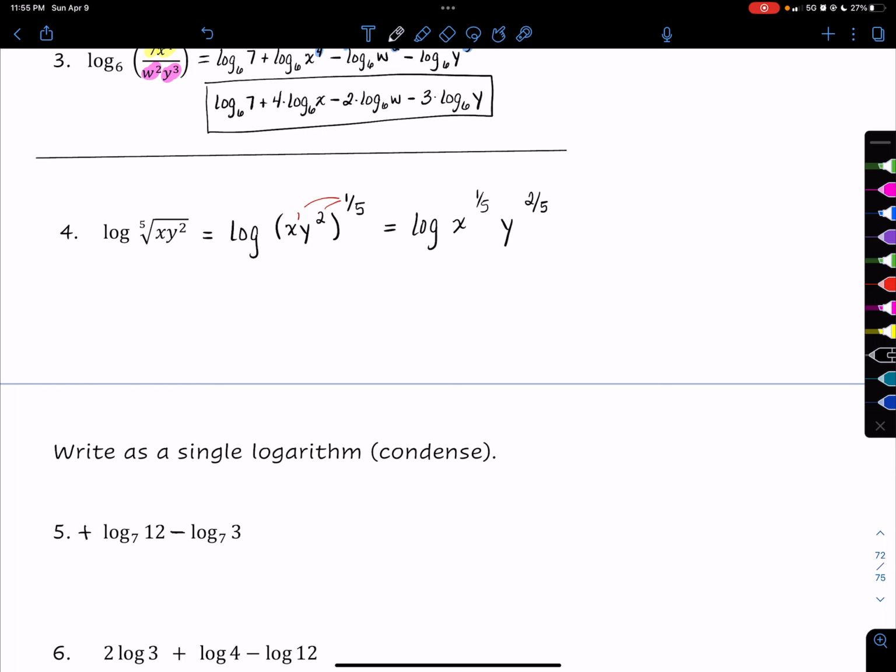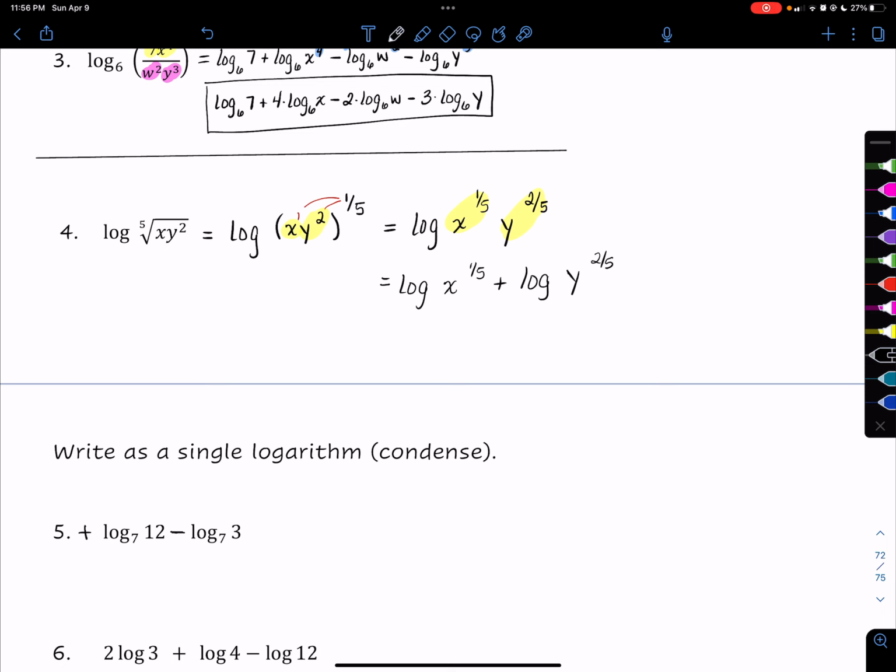Now I'm going to go ahead and write this in expanded form. So they have log base 10, and they're both being multiplied. Okay, x times y squared, or here, x to the 1/5 times y to the 2/5. So I'm going to go ahead and write that in expanded form. So I have log base 10 of x to the 1/5 plus log base 10 of y to the 2/5.